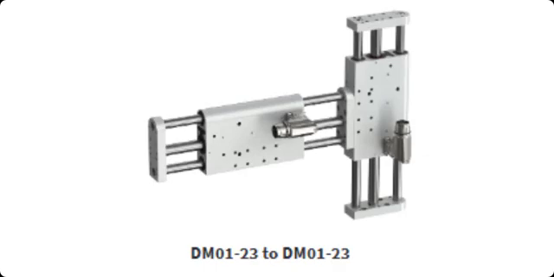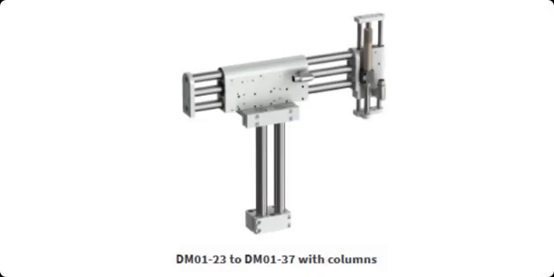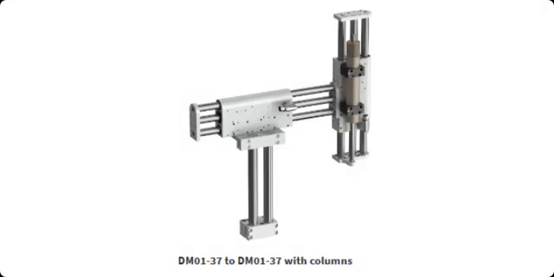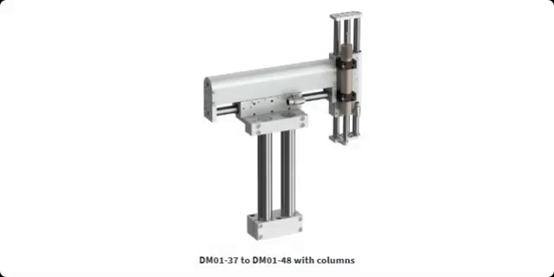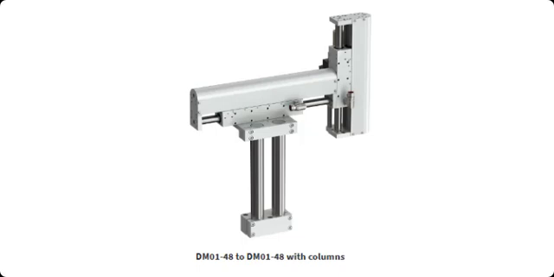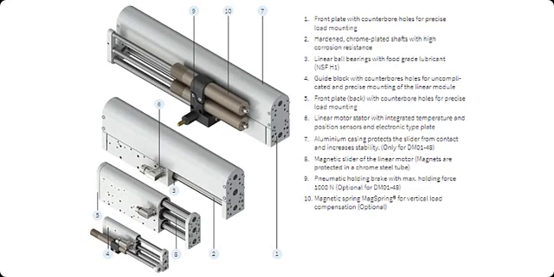In addition to having the linear modules run on their own, they are also capable to be combined to form two-axis systems. The following pictures show the possible combinations of the DM01 linear modules. As a quick overview, the picture shown goes over the features and benefits we have discussed and their specific locations.